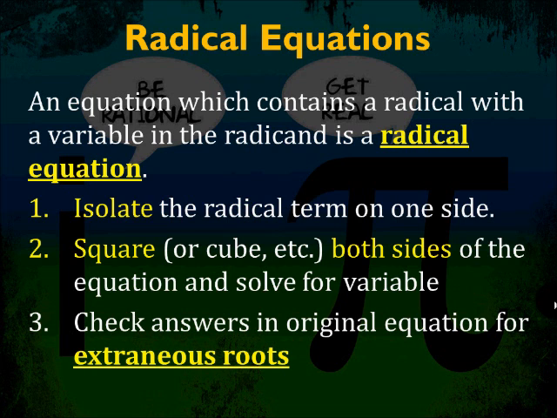The third and final step, once you solve it, make sure you check your answers in the original equation for extraneous roots. You're going to get some solutions that, once you plug them back into the original equation, are not going to work. You'll have to discard those roots and keep the ones that check out. So you always have to check your answer when you're doing these equations. Again, isolate the radical term on one side, move everything except the radical term to the other side of the equation, then square both sides and check your answers for extraneous roots.